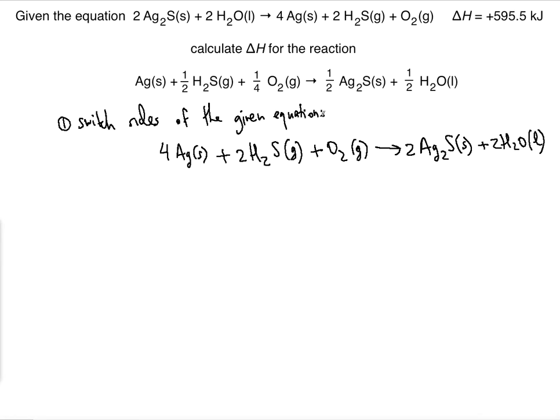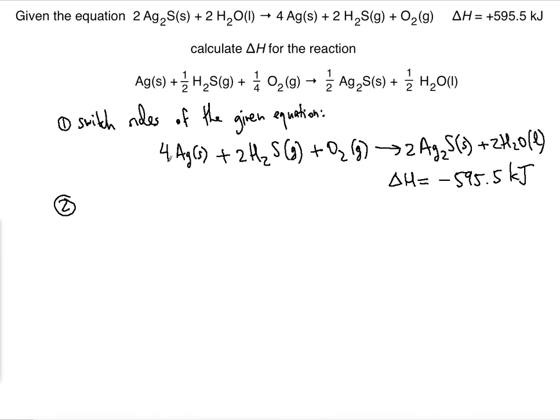So now it looks similar to the ending equation. The only thing is you have to modify the enthalpy change accordingly, because we switched sides. If you switch sides, you will have to negate the enthalpy change, right? So it will become the negative 595.5 kilojoules. So now, what is there to do to get the resultant equation to be equal to the last equation that we need to get to?